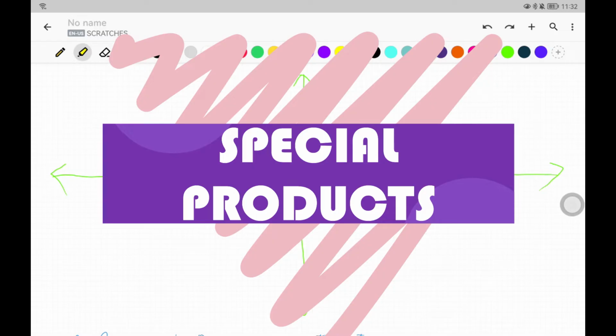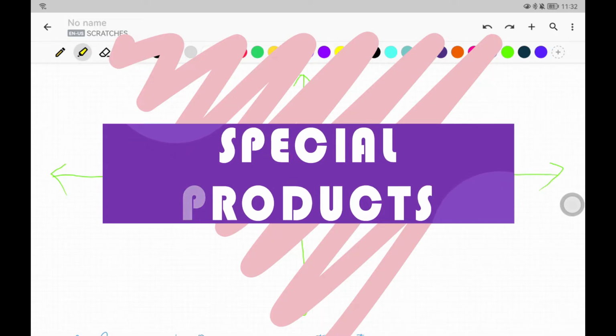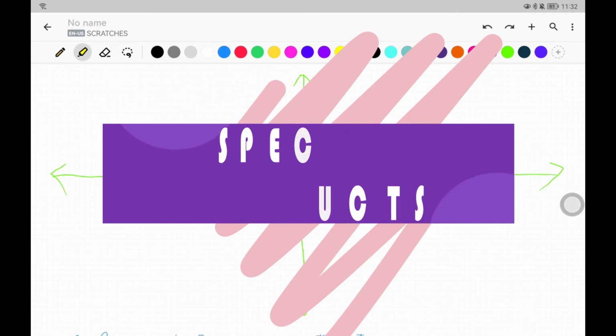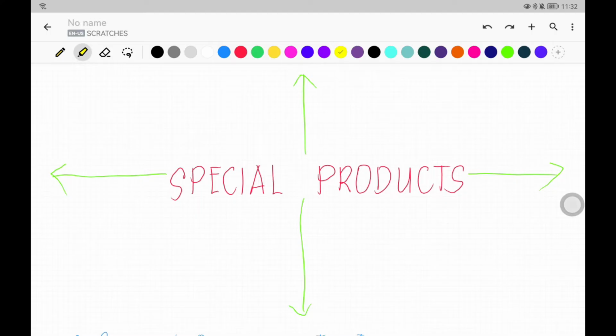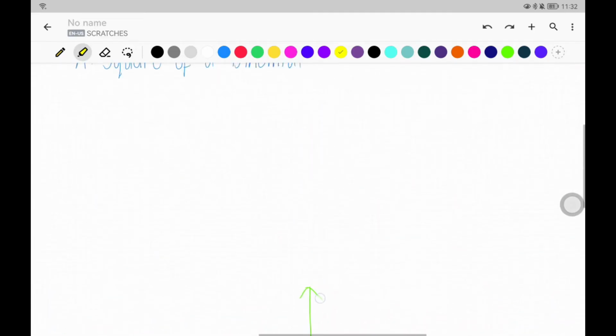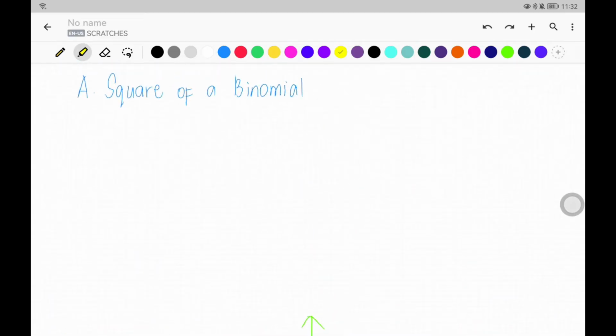Right, so there are binomials or trinomials that when you multiply, the products form a pattern, and such are called special products. Using the laws of exponents, you will be able to find the product of the square of a binomial, sum and difference of binomials, cube of a binomial, and square of a trinomial. Right, so let's dig into the first special product, and that is the square of a binomial.